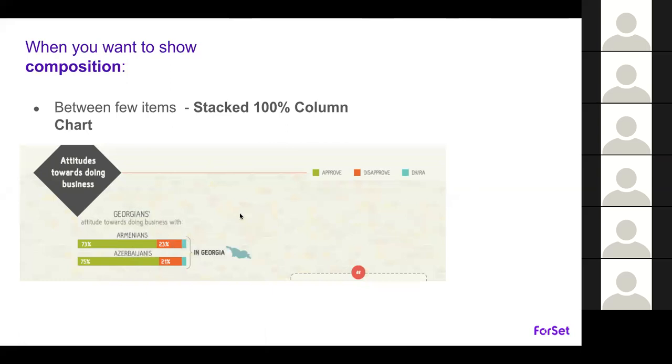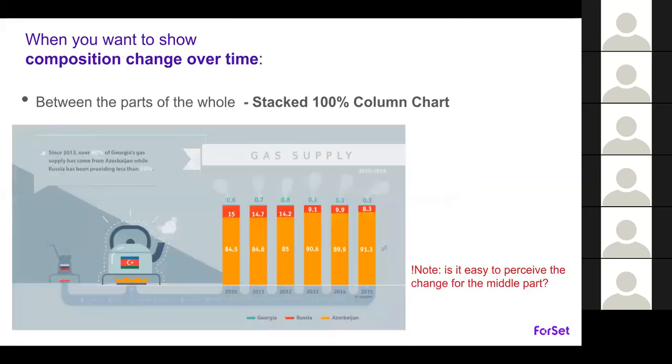The stacked 100% column chart is also used when we want to see the composition between the different parts of the whole and to compare them over time. As in this previous case, in this case as well, we have the comparison between these different parts of a single chart.